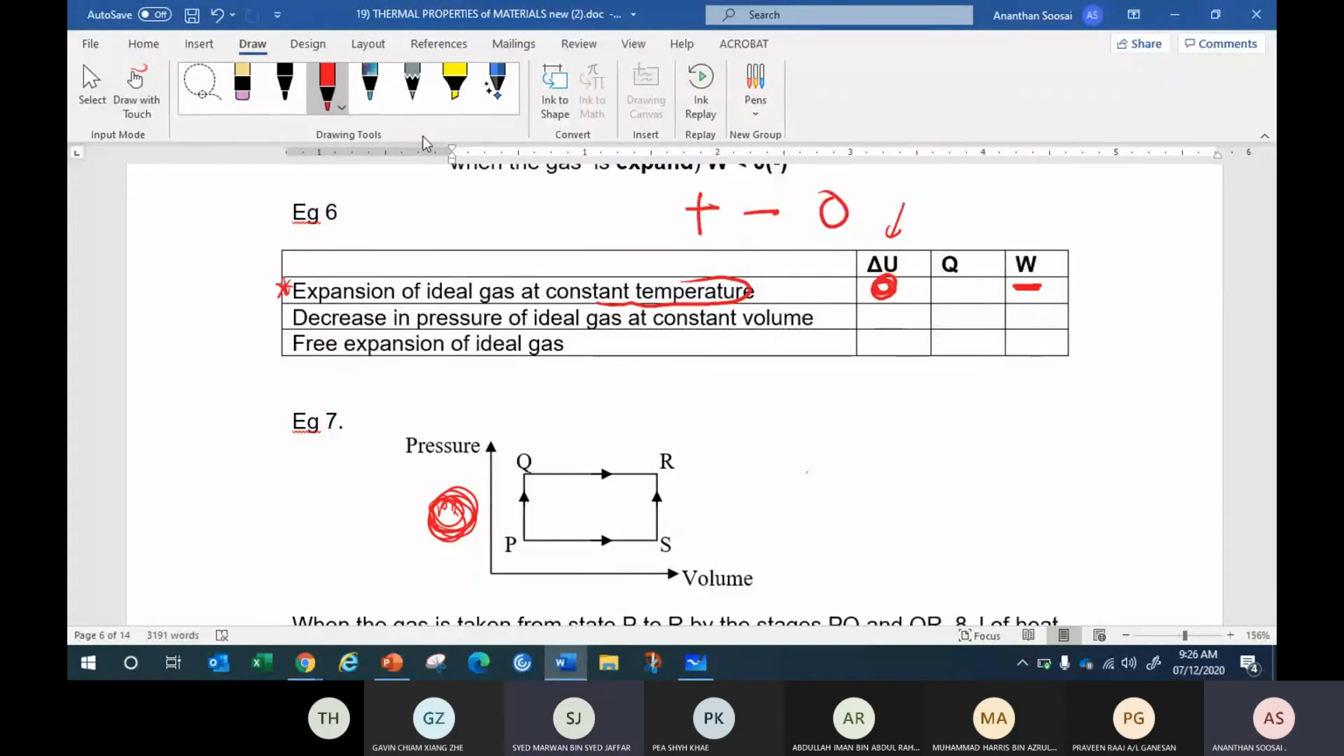Okay, you got the two values independently. The third one you can find by using the first law. Okay, use the first law. Tell me, is the heat going to be positive, negative, or zero?